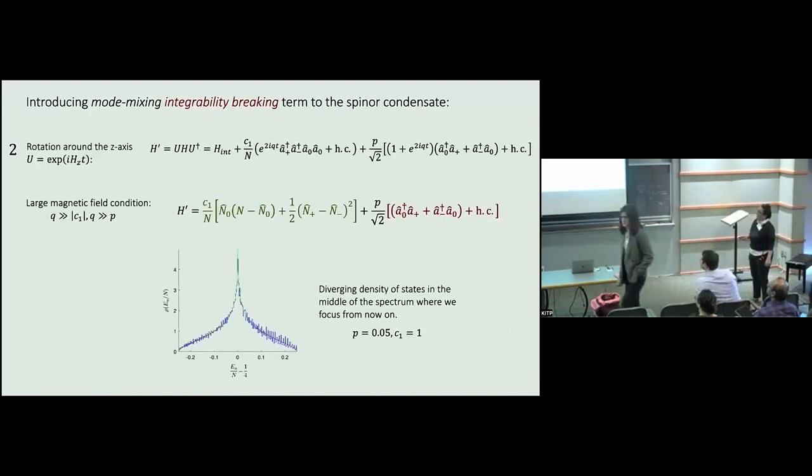Okay. So this Hamiltonian is good for us because even with a perturbative integrability breaking like p equal to 0.05, we have a diverging density of states in the middle of the spectrum, as you can see here, and that will help us with the onset of chaos. Okay. From now on, up until the very end, I'll stick with these numbers for this Hamiltonian.